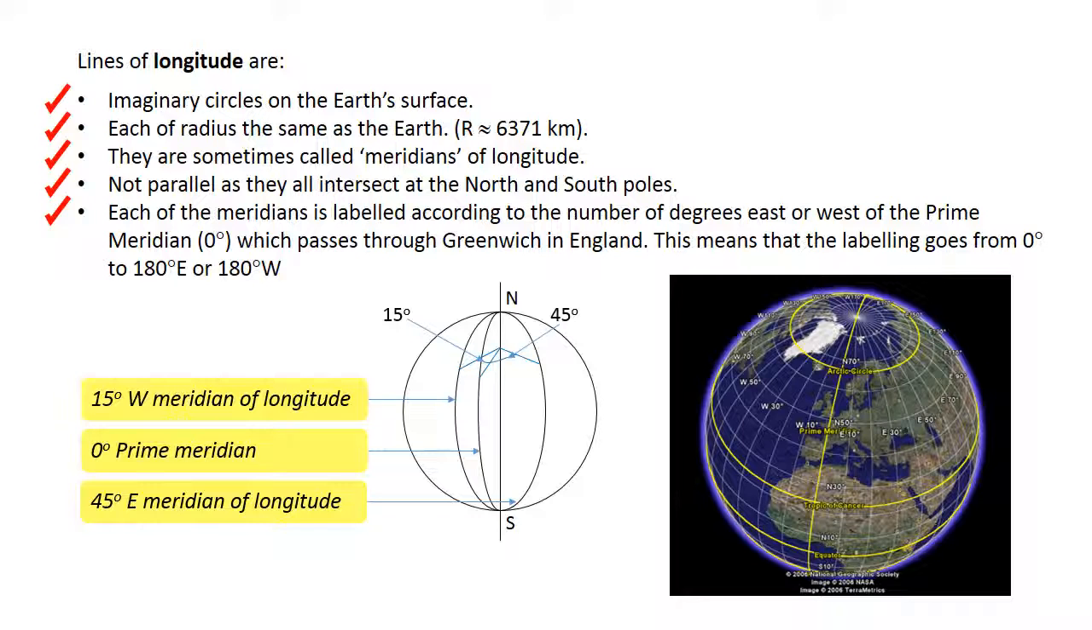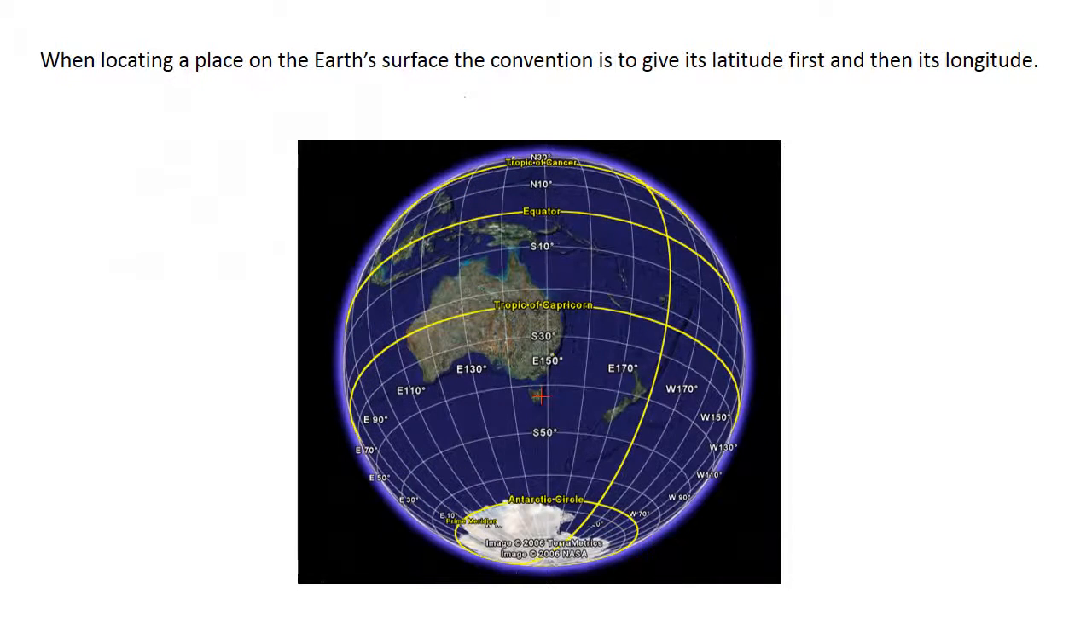west. When locating a place on the Earth's surface, the convention is to give its latitude first and then its longitude. Hobart, for example, is 43 degrees south, 148 degrees east.